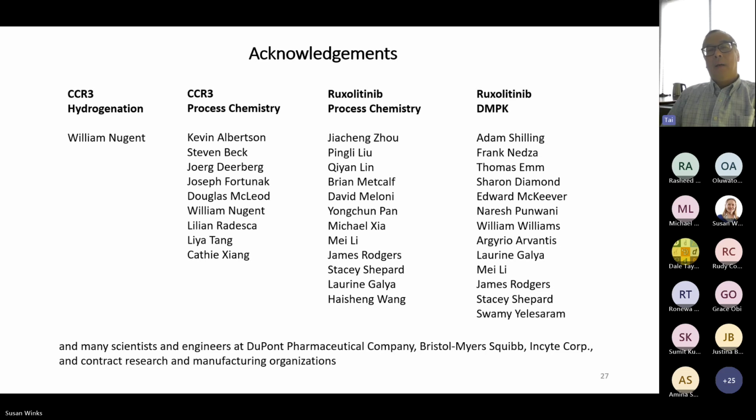The Ruxolitinib DMPK study, I really want to thank the biology team over here in welcoming me into their group to be contributing to their effort from a chemistry standpoint. There are more scientists and engineers working in these 3 companies that help to make this process project successful, and also the scientists at contract research and manufacturing organizations. They contribute greatly to these campaigns as well.